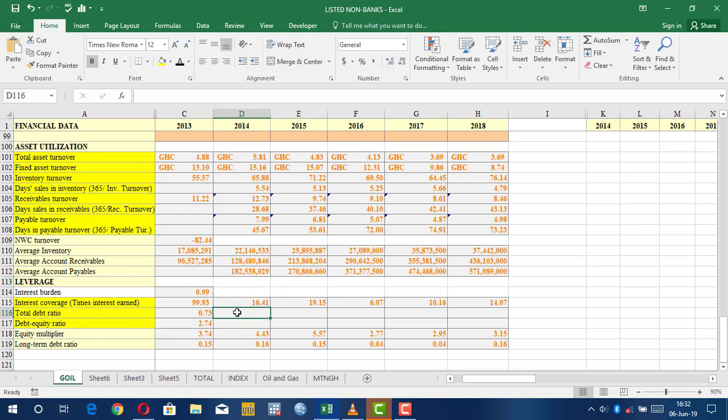So you look at total debt ratio. Total debt ratio simply refers to the total assets and total debts in the organization. You want to know how much the company spends in terms of debts, or how much the company spends on assets, and how much of that amount makes up debt. Yes, total debt ratio.